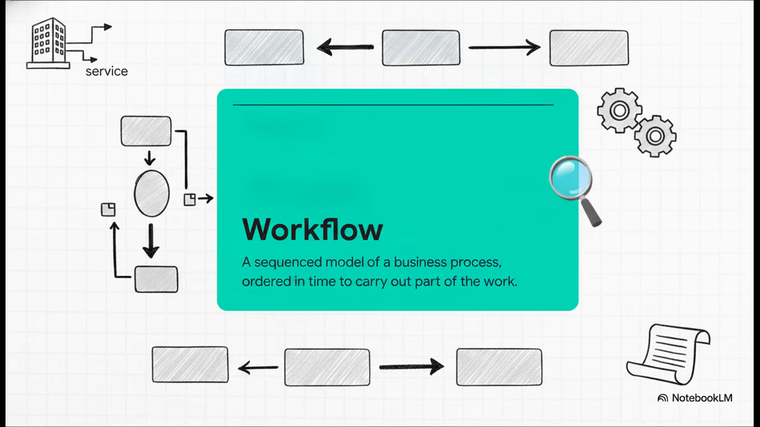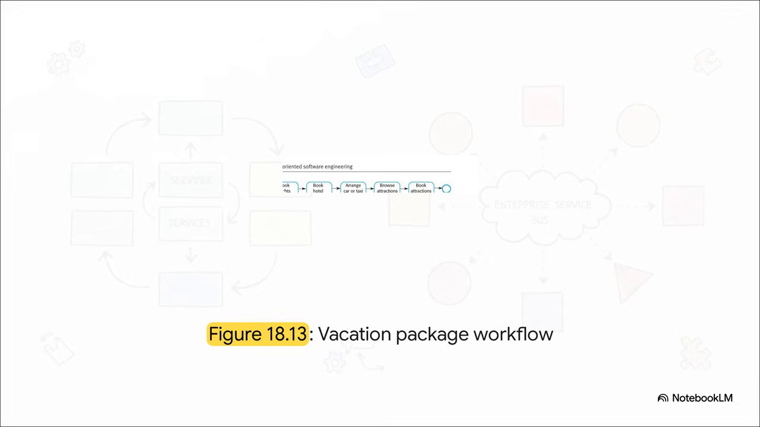Try to isolate this concept in your mind. A workflow is the absolute essential blueprint for service composition. It maps out the exact stages involved in reaching a goal and shows exactly what information is passed between those stages. This visual beautifully illustrates the concept. Take a look at how this vacation package workflow represents a linear path. It's passing information from one step right to the next. For example, you can see the arrival dates and times from the book flight service are passed directly over to the book hotel and arrange car or taxi services.